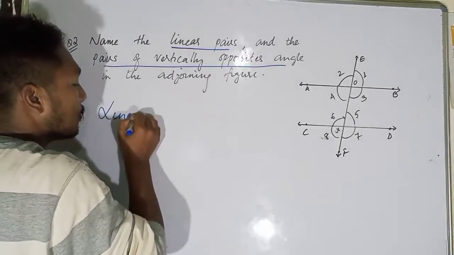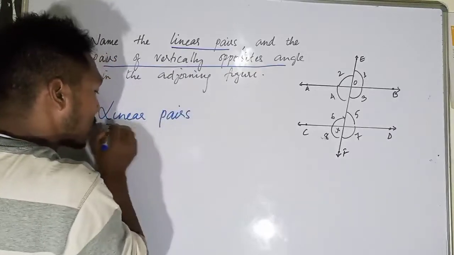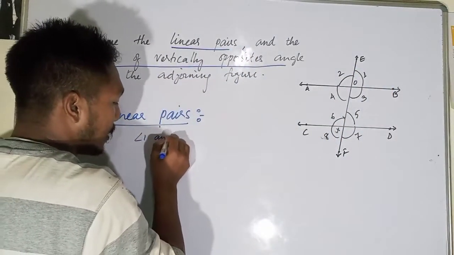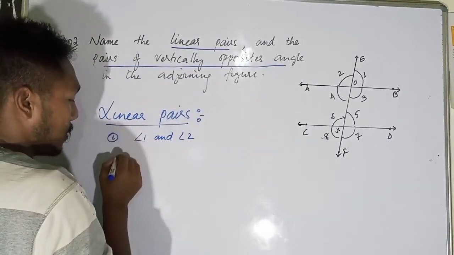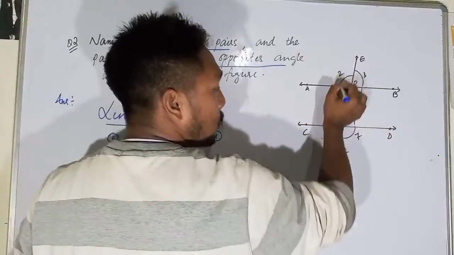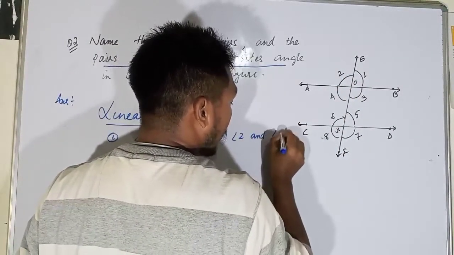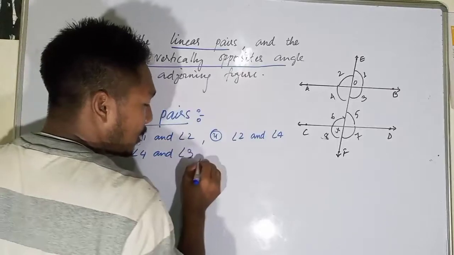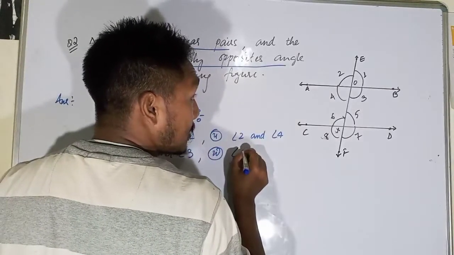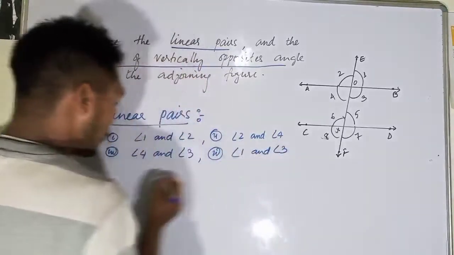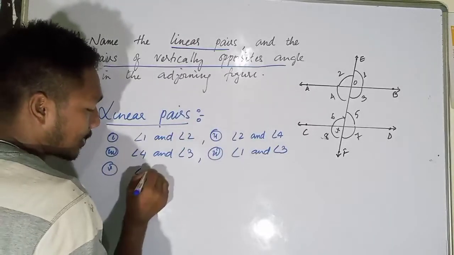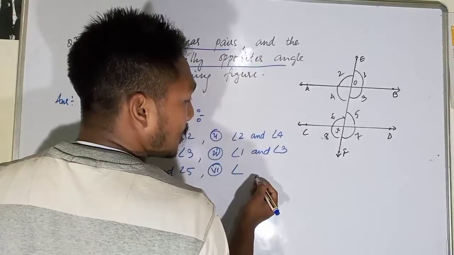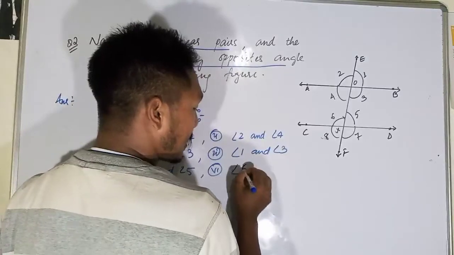What are the linear pairs? Linear pair means they should have a straight line, and only then can we say linear pairs. You see, angle 1 and angle 2 is a linear pair. Number 1, angle 1 and angle 2. Number 2, angle 2 and angle 4. Number 3, angle 4 and angle 3. Number 4, angle 1 and angle 3. And on the downside, angle 5 and angle 6, and angle 6 and angle 8.